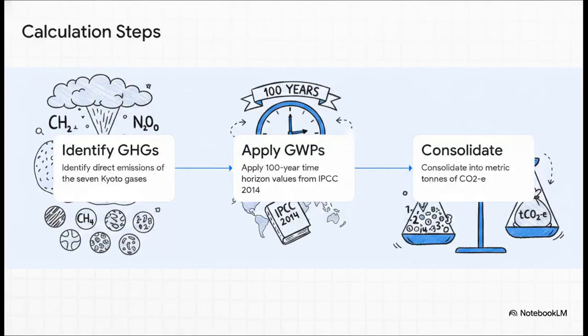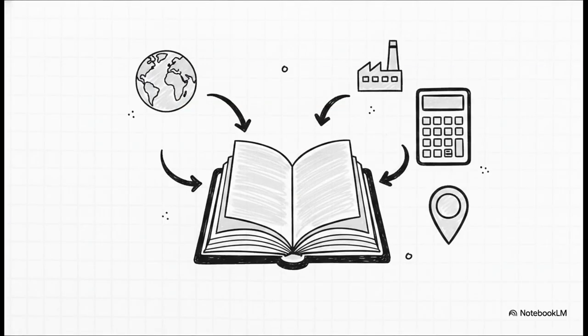If you're building this into an actual functional workflow, it takes 3 exact steps. First, you identify the direct emissions of those 7 gases we just talked about. Second, you apply the 100-year time horizon global warming potential, or GWP values. And the golden rule here is that you must use the values from the Intergovernmental Panel on Climate Change, specifically their 5th assessment report from 2014. Finally, step 3, you consolidate all of that math into a single unified metric, metric tons of CO2 equivalent, or CO2e.